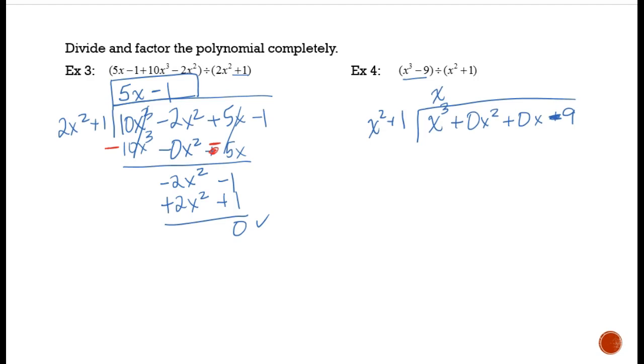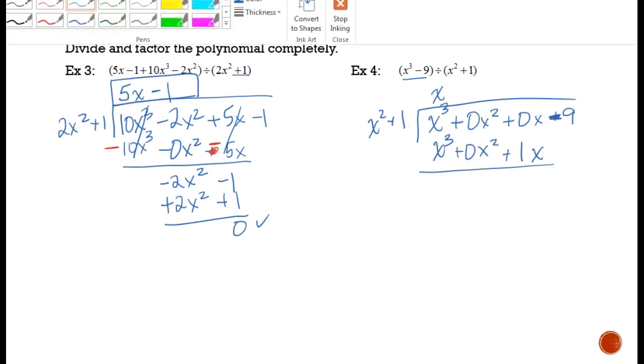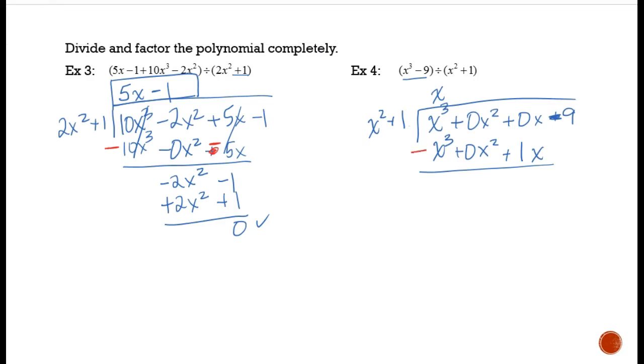So x squared times x gives me x cubed. 1 times x is just 1x. Okay? So notice that I need a 0x squared in there to keep that place. Then I need to go through and change my signs. This becomes negative, this becomes negative. Then I combine like terms, so my x cubed goes away. X squareds are gone. Now I have a negative x minus 9.